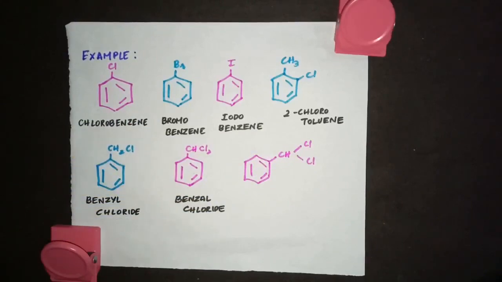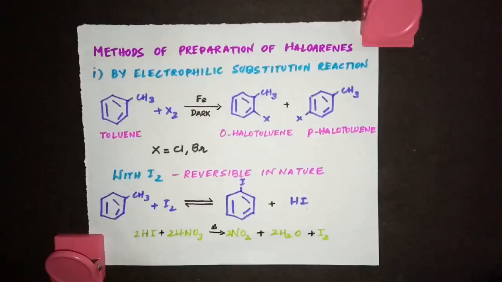When we studied haloalkanes, we actually started with the nomenclature. We saw a few examples. Then we moved to the methods of preparation of these haloalkanes. Same way, now we are going to see the different methods of preparation of haloarenes. We can prepare these haloarenes by three different methods. First one is by electrophilic substitution reaction.